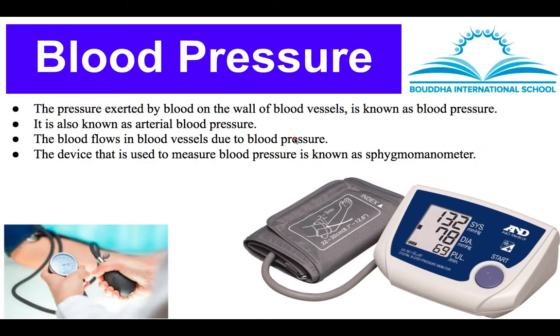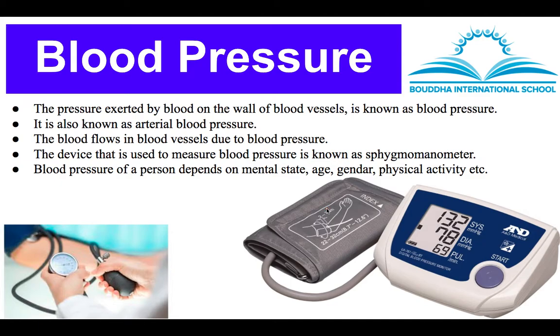That is very true. And we have seen the device. There are two types of device we have seen: one is manual and the other is digital. But both devices are called sphygmomanometer. So a question may come: name the device which is used to measure blood pressure. Then you should say sphygmomanometer. It is a bit longer, so remember it. Sphygmomanometer is the device which measures blood pressure of the human body.